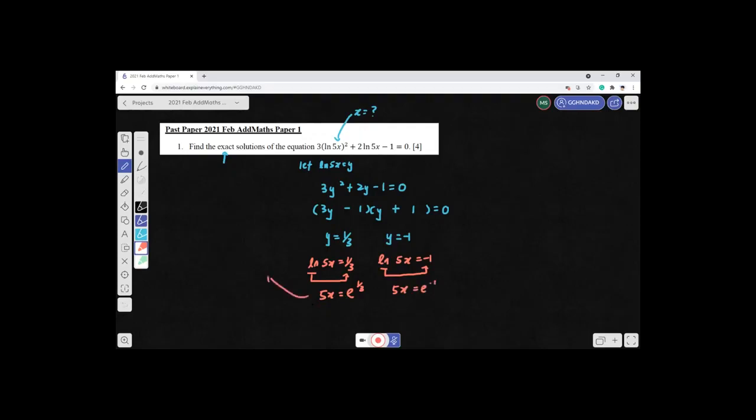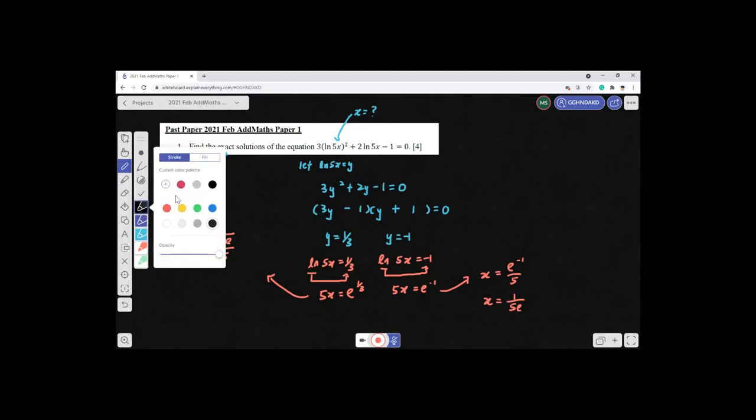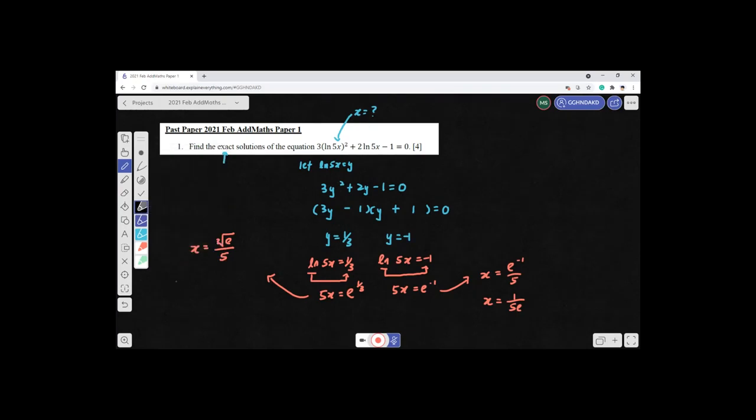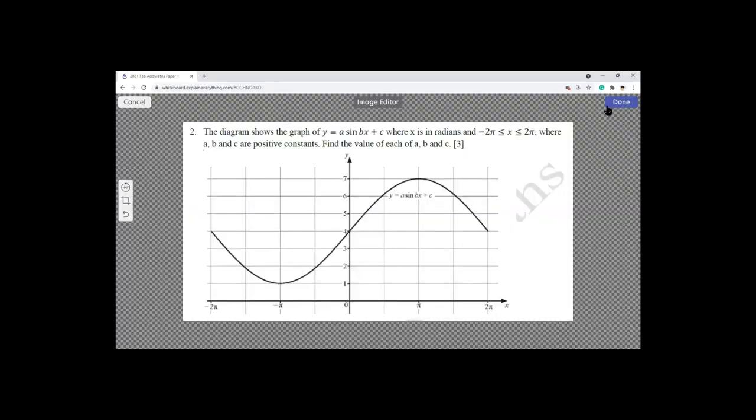So I write the answer here. x would be cube root of e over 5, or this part, which is x equal to e^-1 over 5. Because the power is -1, you can bring it down. It becomes 1 over 5e. So that would be the answer. Okay, any questions? No, sir. Okay. Number 2.